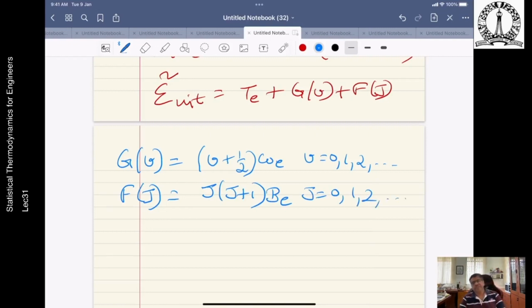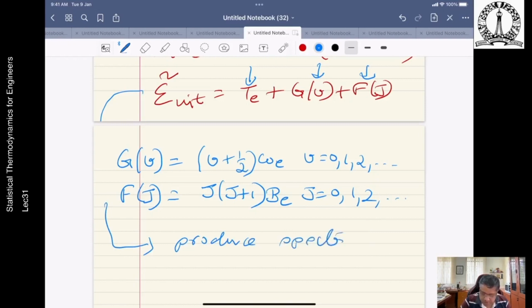On this basis, how these terms that we see over here can produce spectroscopic information. So that is the main goal, that how each of these terms, the electronic energy, rotational and vibrational, can produce spectroscopically relevant information, right? How these can produce spectroscopic information.